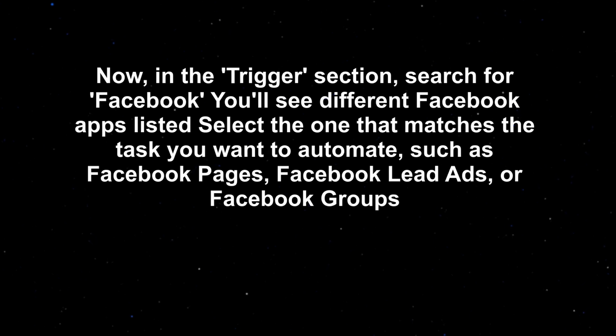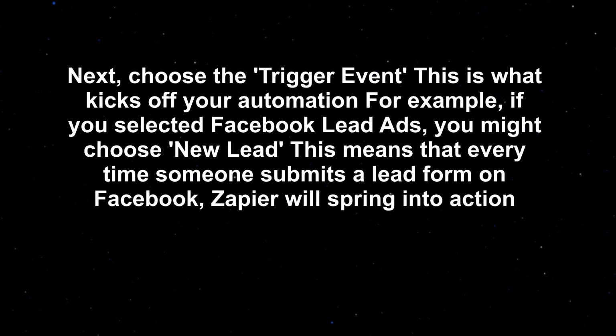Now, in the trigger section, search for Facebook. You'll see different Facebook apps listed. Select the one that matches the task you want to automate, such as Facebook pages, Facebook lead ads, or Facebook groups. Next, choose the trigger event. This is what kicks off your automation. For example, if you selected Facebook lead ads, you might choose new lead. This means that every time someone submits a lead form on Facebook, Zapier will spring into action.